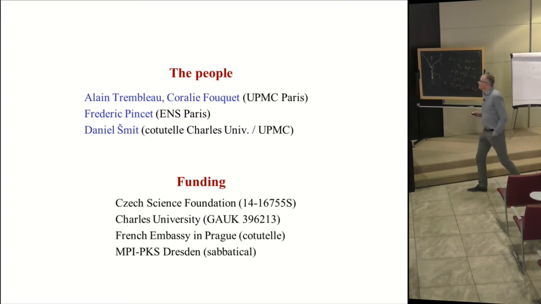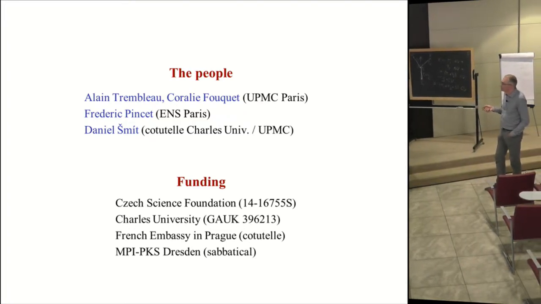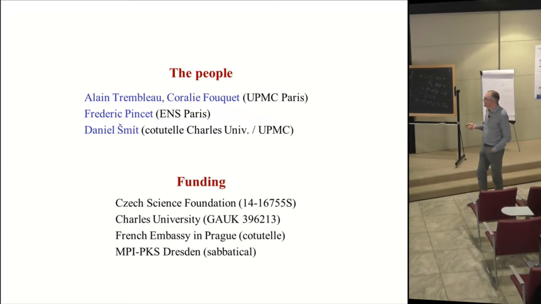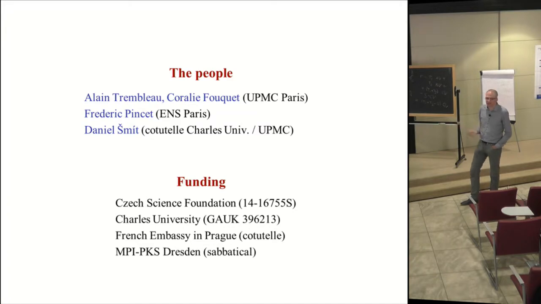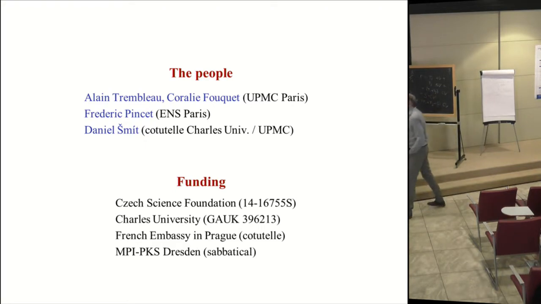This was done jointly, and the whole project was defined right from the beginning with Alain Tremblot, and Cornelis Fouquet from Paris did a lot of these experiments. Frédéric Pincet was involved for the manipulations, and Daniel Schmidt was my PhD student and then a joint student with Alain Tremblot, who did really most of this work and successfully defended his PhD in a cotutelle, and actually Jürgen was one of the rapporteurs for that defense, so he knows this work quite well. This was the funding.